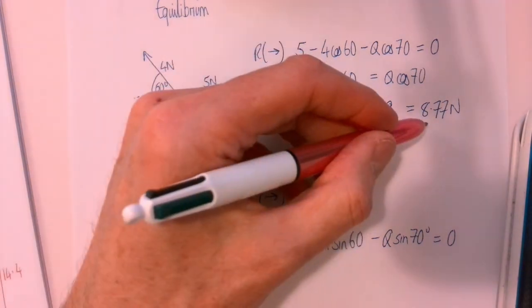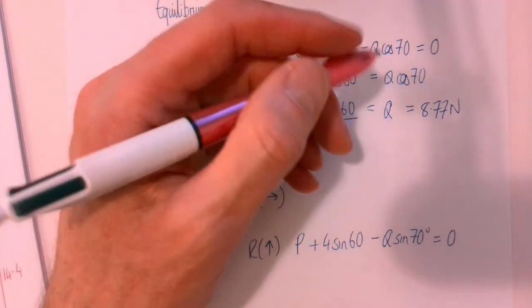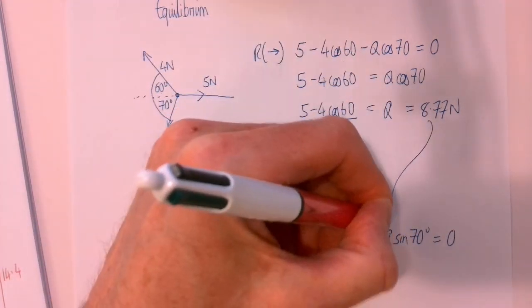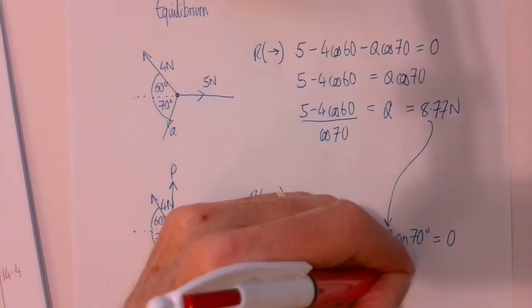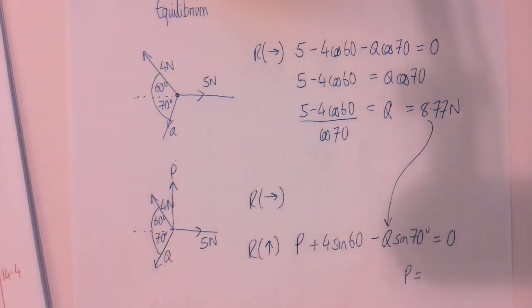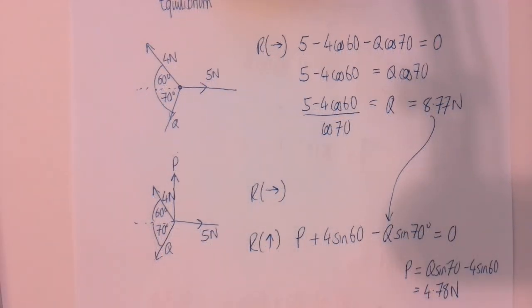Now, I've still got Q here, so this time I'm going to do it properly. I'm going to store it and use it there and calculate the value of P. I encourage you to do the same. Pause and have a go. Okay, so I get P is 4.78 newtons. I hope you did as well.